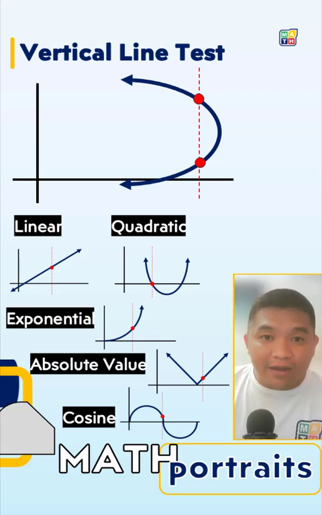Once we have a graph, but of course all graphs came from an equation. So once you have an equation and you could have a graph, you can always determine whether the equation and its graph is a function or not using the vertical line test.